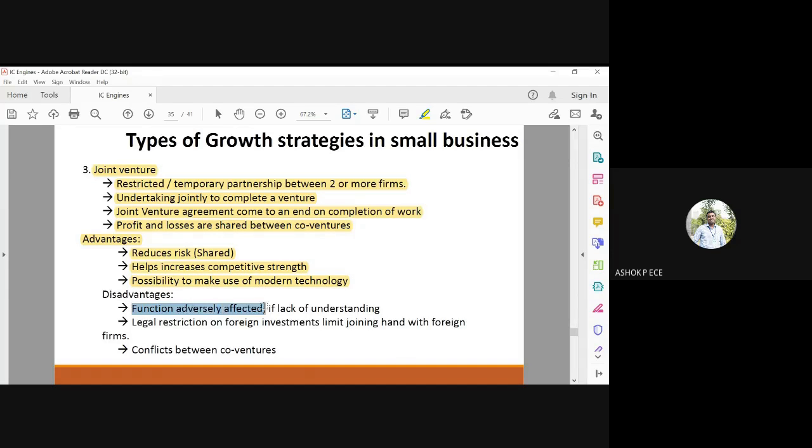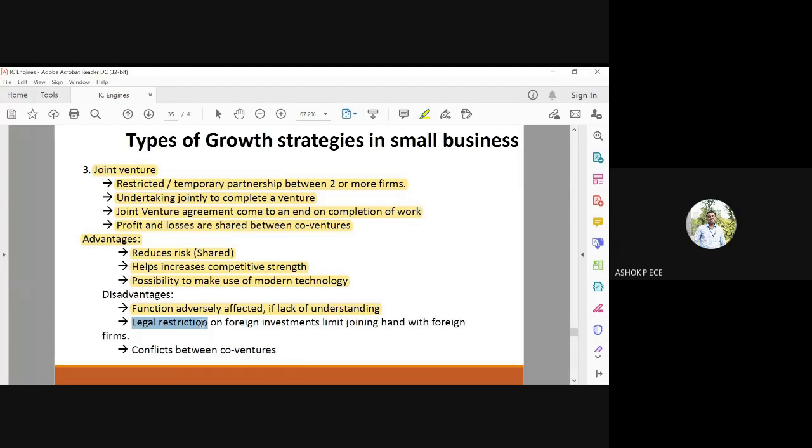Disadvantages: function adversely affected due to lack of understanding. The two companies are not properly in sync. They are not understanding what each other is trying to say. Then the JV will collapse completely.